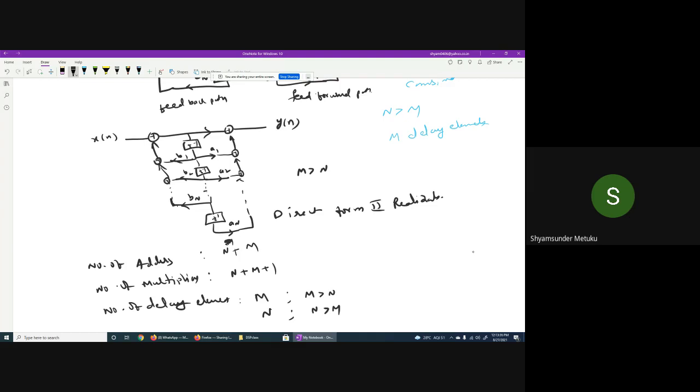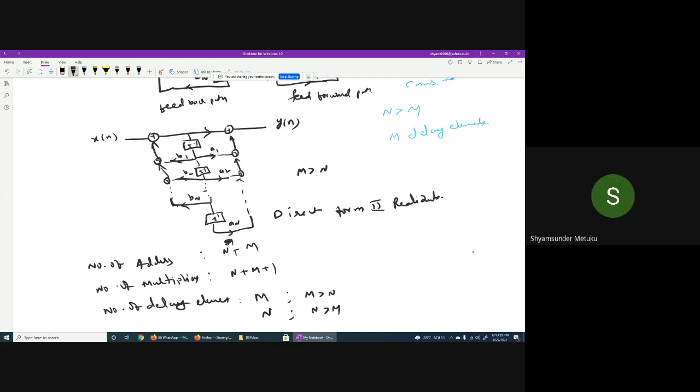So n plus m adders and n plus m plus 1 multipliers. Which one is better for IIR filter realization, direct form 1 or direct form 2? Direct form 2 is better. Why? Because fewer delay elements are required.